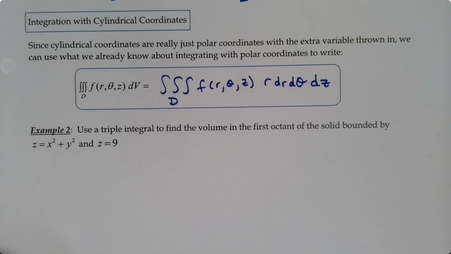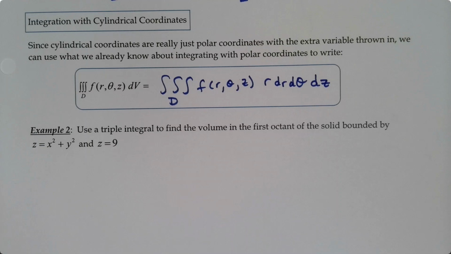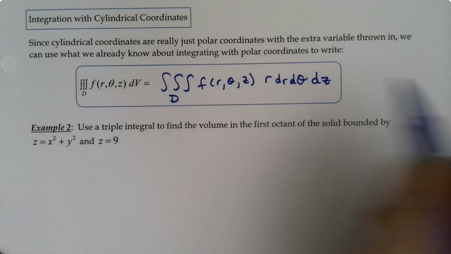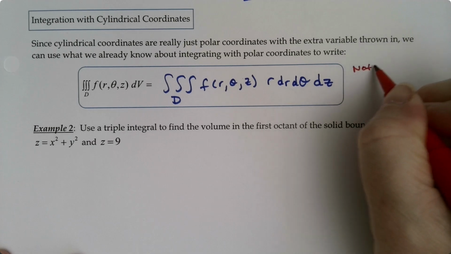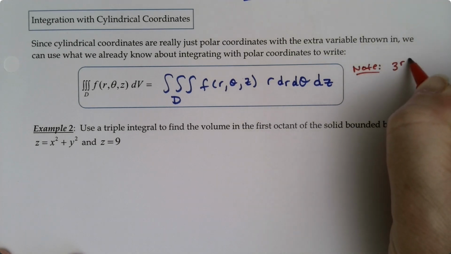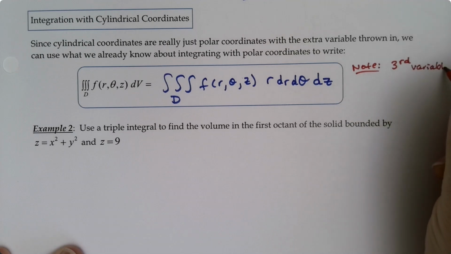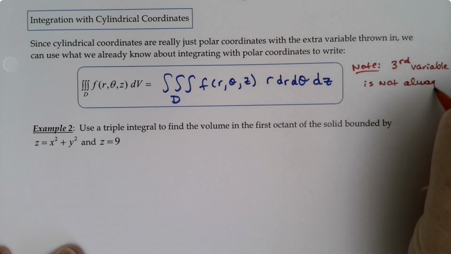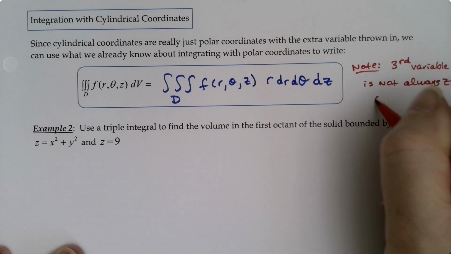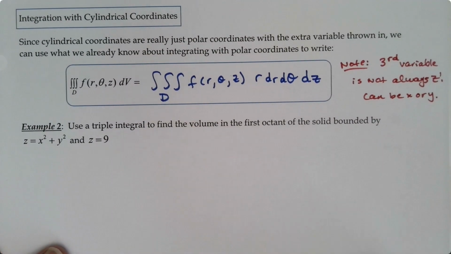If you're not doing it with respect to z, then you'd have to do dy or dx, depending on where your extra variable was. So we'll just make a little note. Third variable is most often z, but not always. And I think we'll see an example of that at some point.